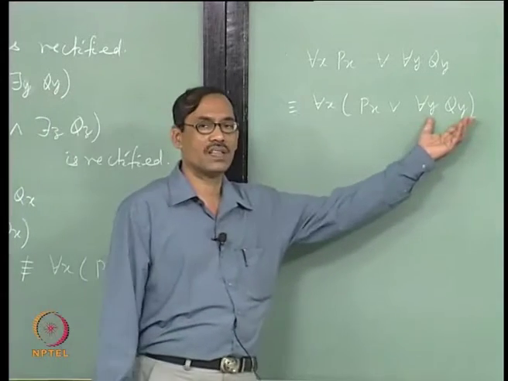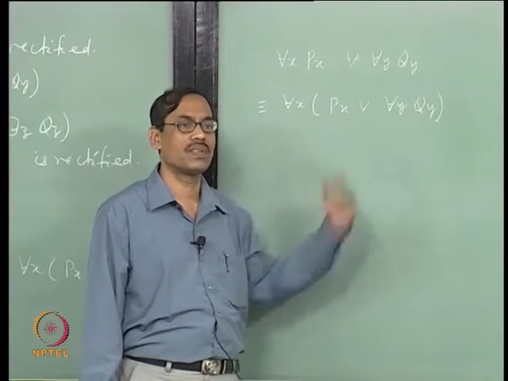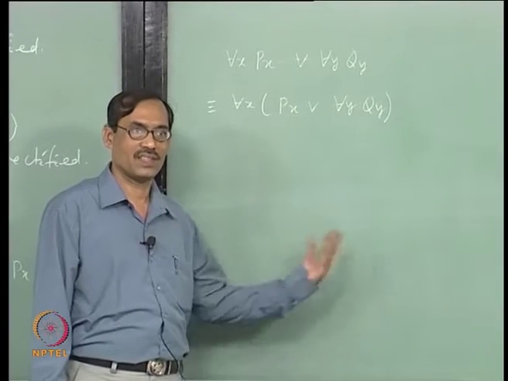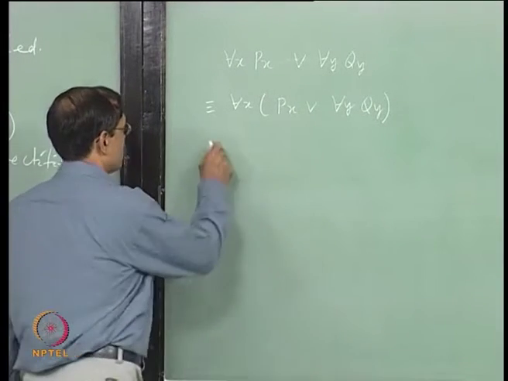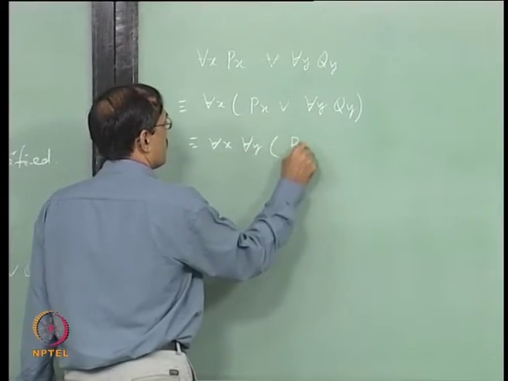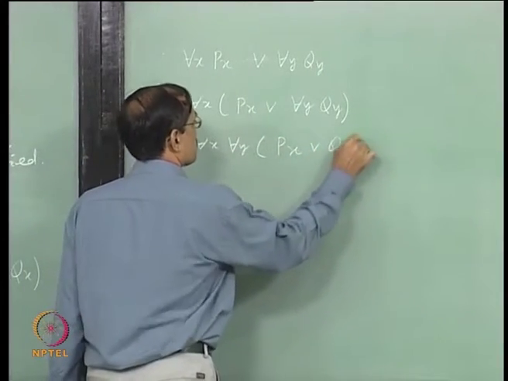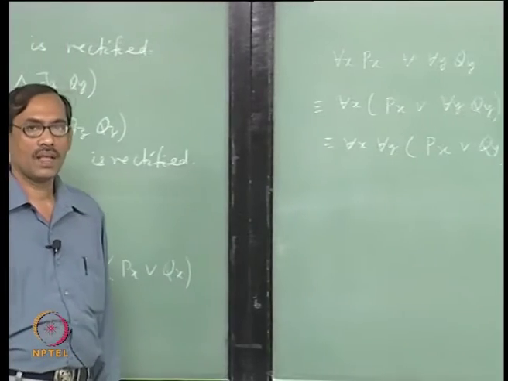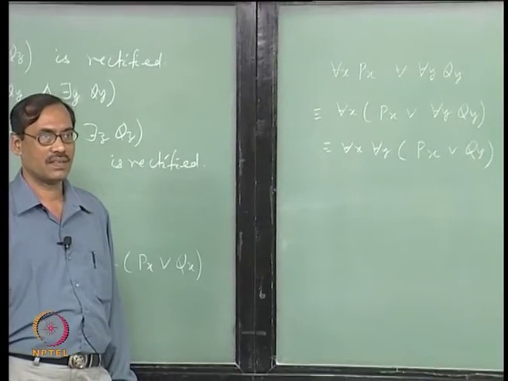Because x does not occur there, whatever formula I put in there does not matter. So, next what I do, I may say for each x for each y p x or q y. So, this is the advantage of rectification.